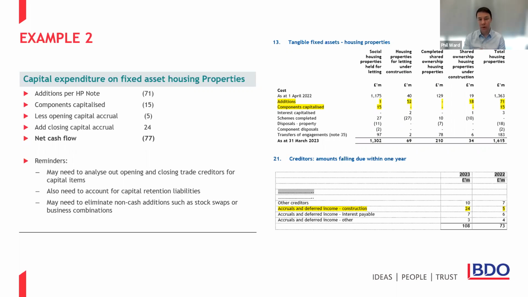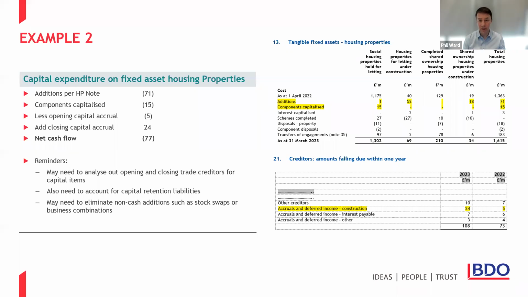Again, the more granular you are in your notes, the easier it is to do the cash flow statement. So we've got a movement in construction liabilities. We had an opening construction liability of 5, so we'll have paid that during the year. That's an outflow of 5 that you can see on the left hand side.